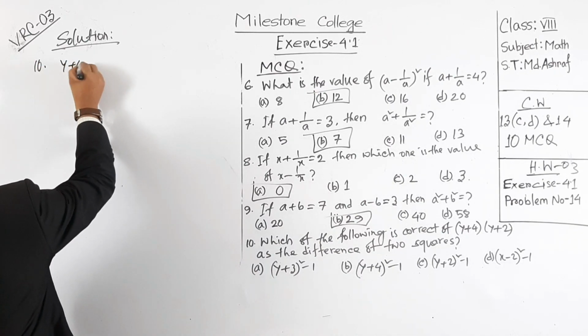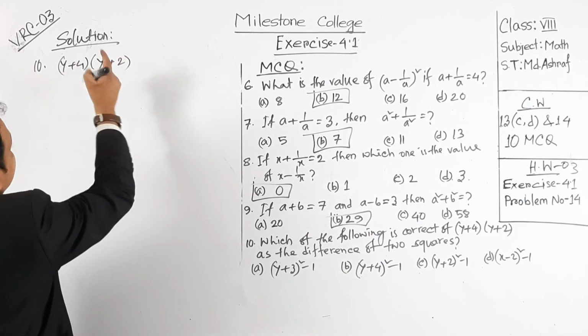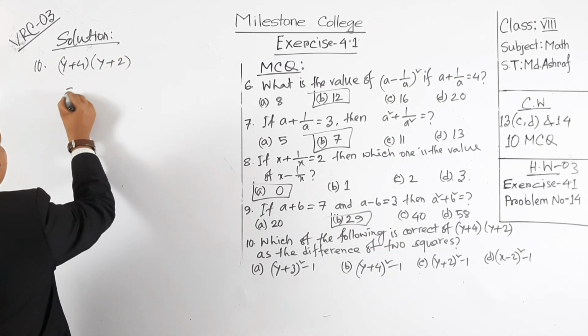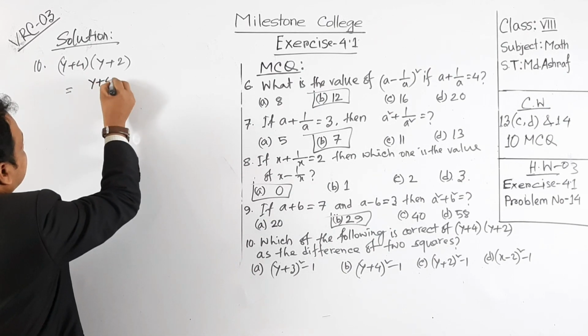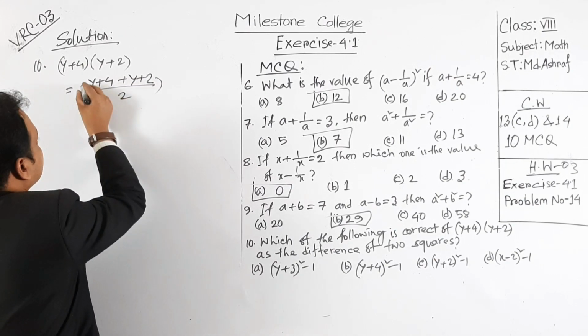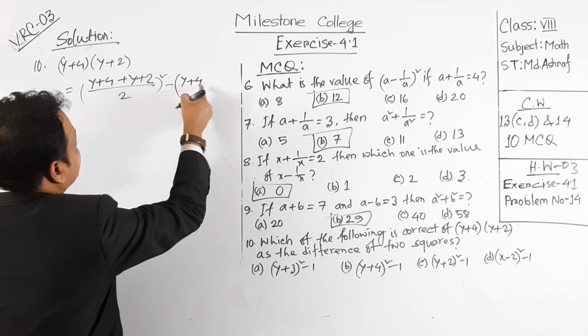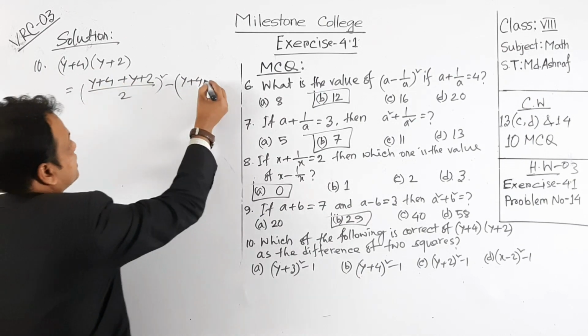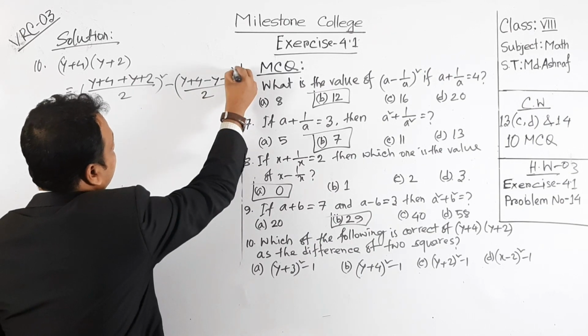So y plus 4, y plus 2. So consider this one is a, this one is b. Then what will be? AB. So apply the corollary AB. Then a plus b we will get this part, divided by 2 whole square minus a minus b. At first y plus 4 is a, minus, then this sign will be changed, minus y minus 2, divided by 2 whole square.